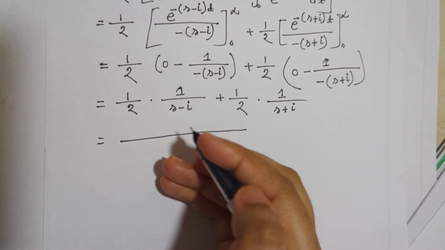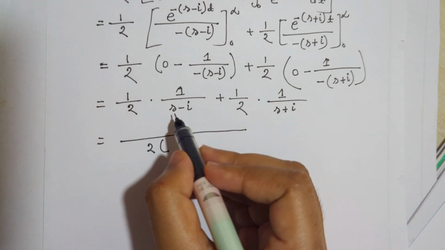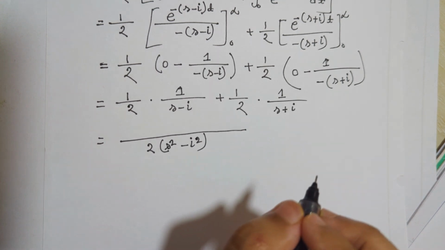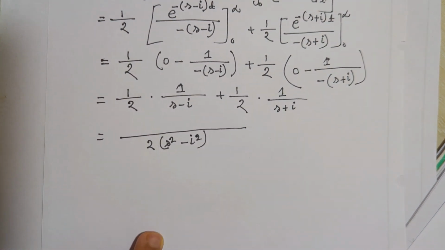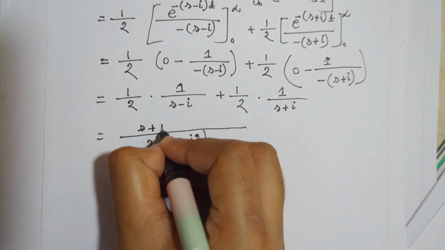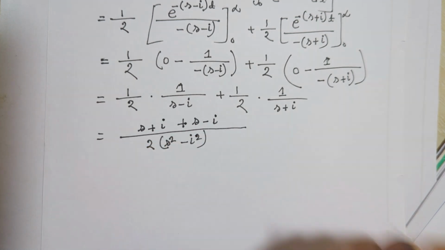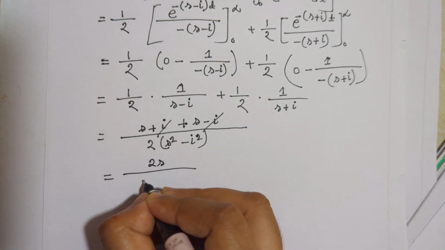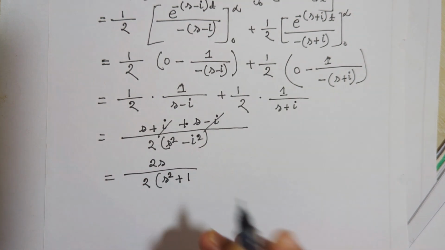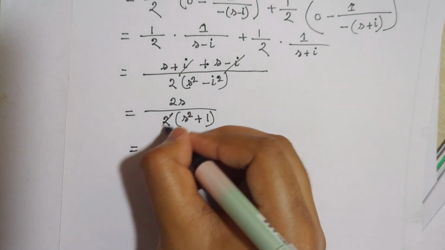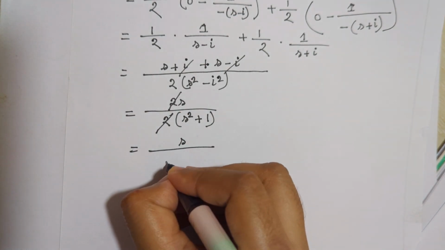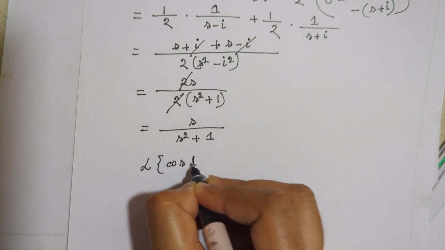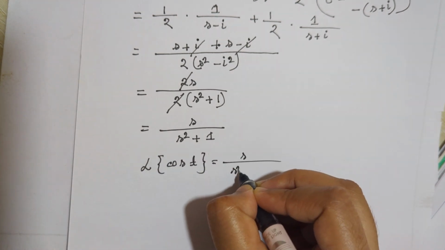Now if we further calculate this, we will get 2 into (s minus i)(s plus i), which means s square minus i square. We use the formula of a plus b and a minus b, which is a square minus b square, and at the upper we will get s plus i plus s minus i, and these i are cancelled out. Then we will get 2s divided by 2 into s square plus 1, as i square equals minus 1. Here 2 are cancelled out, so our ultimate result will be s divided by s square plus 1. So we get the Laplace transform of cos t as s divided by s square plus 1.